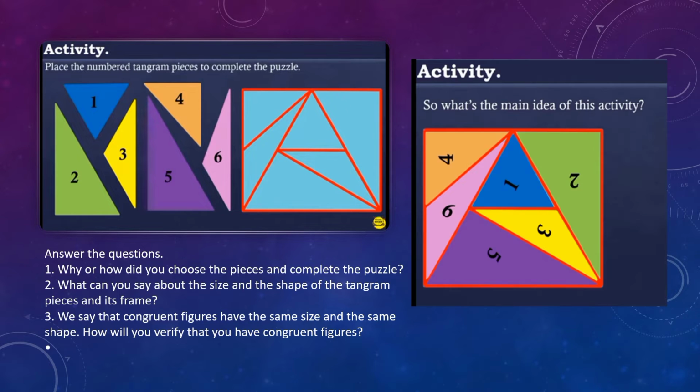So, we have here the answer. Nakita nyo na kung saan napunta si 4, si 6, 1, 3, 5, and 2. Now, let's answer the questions.